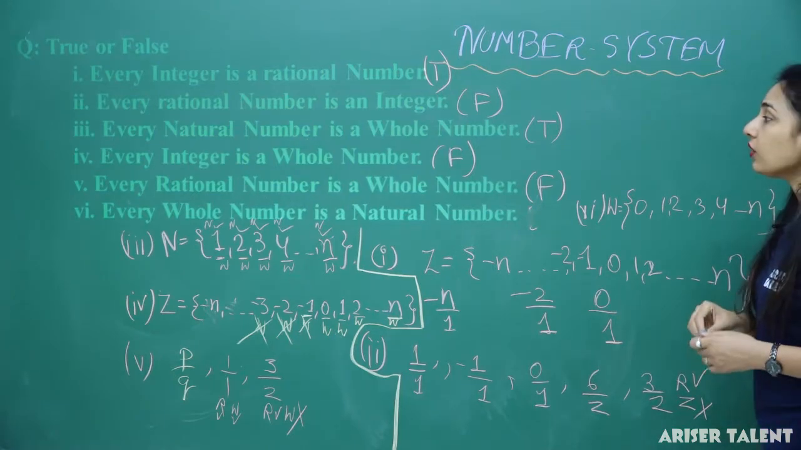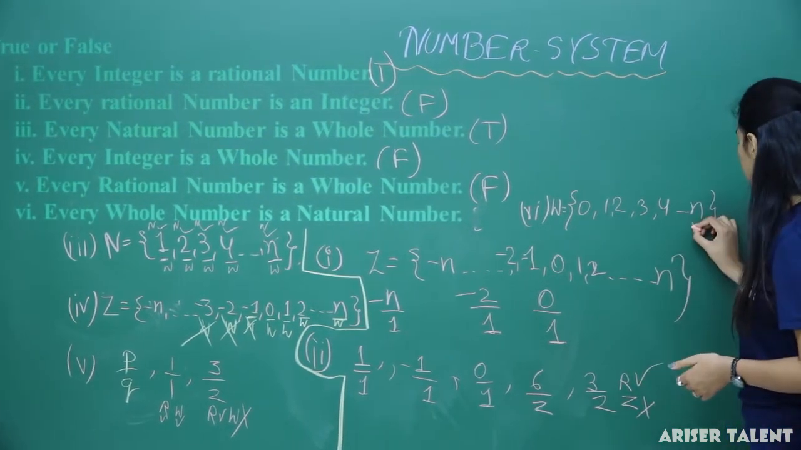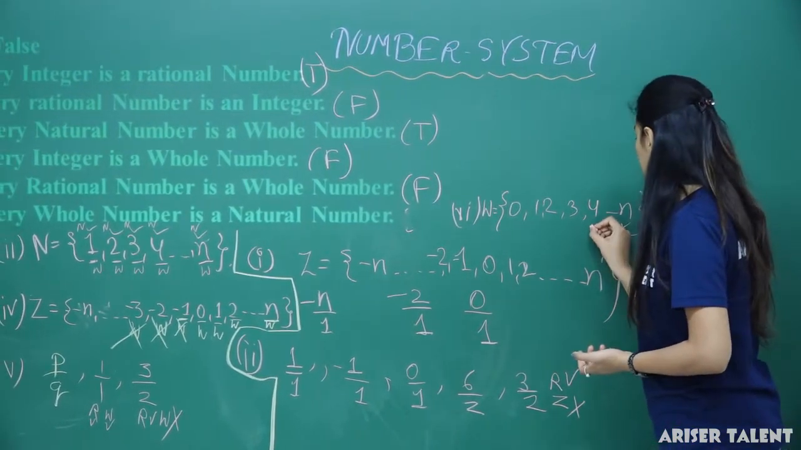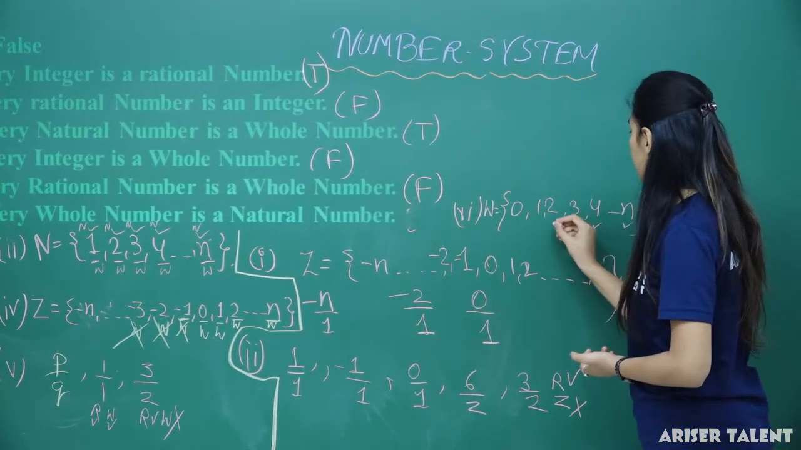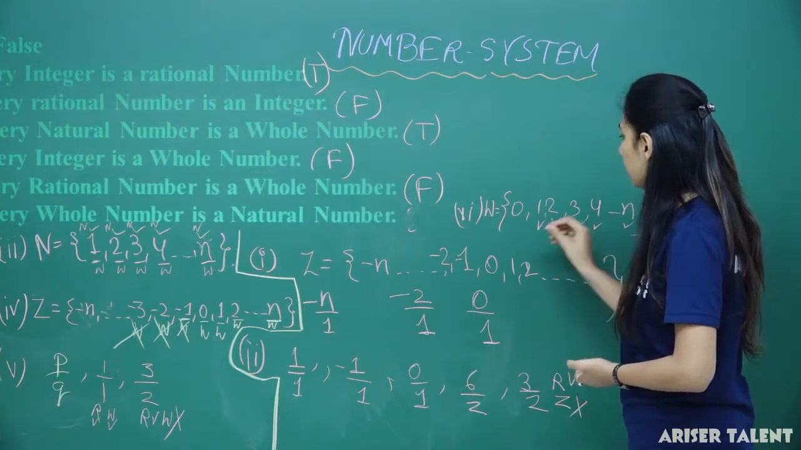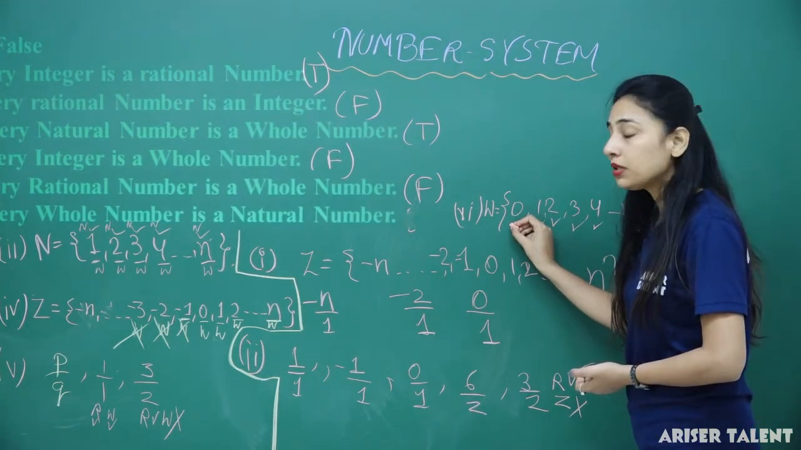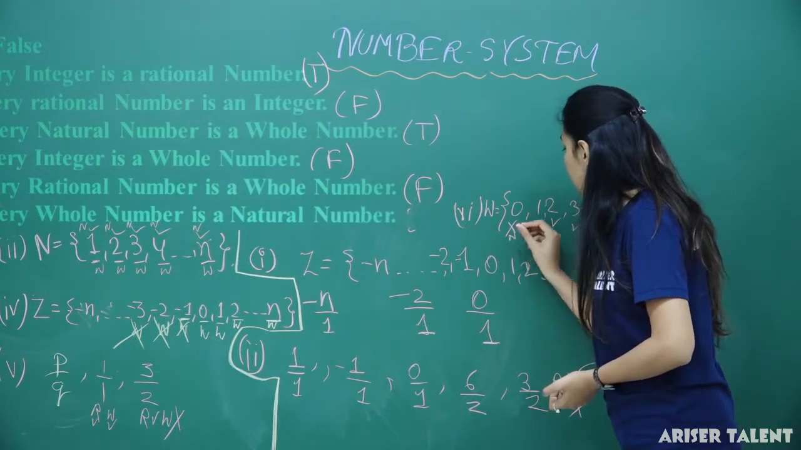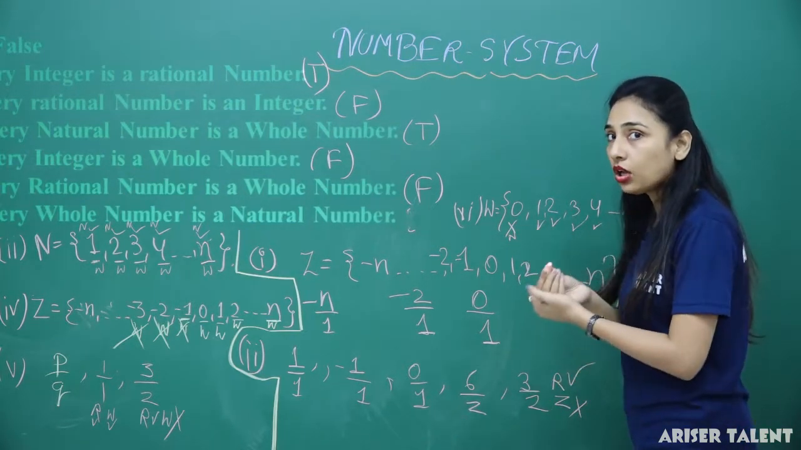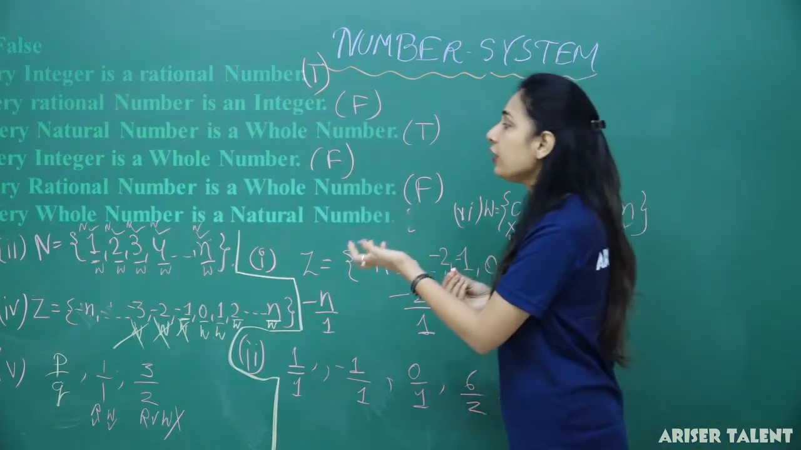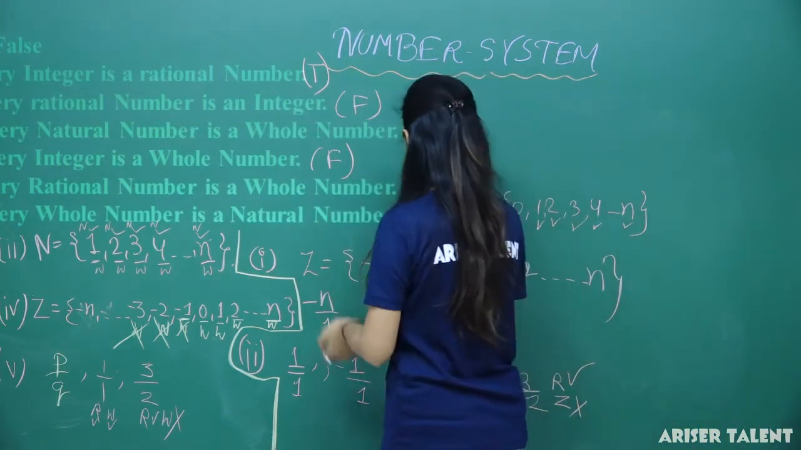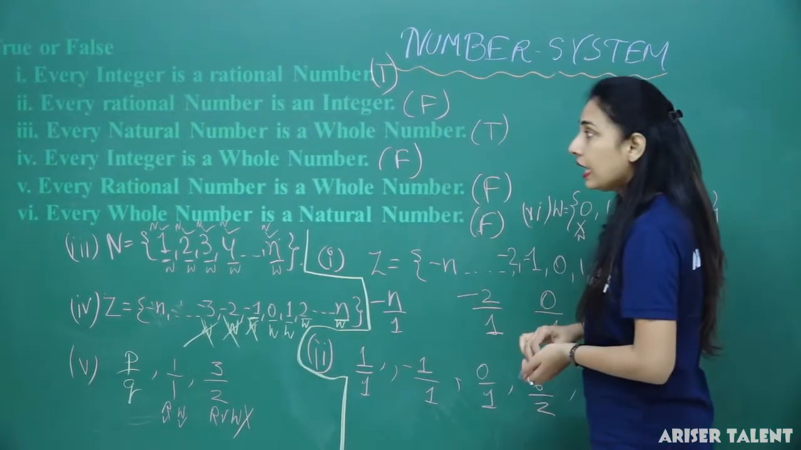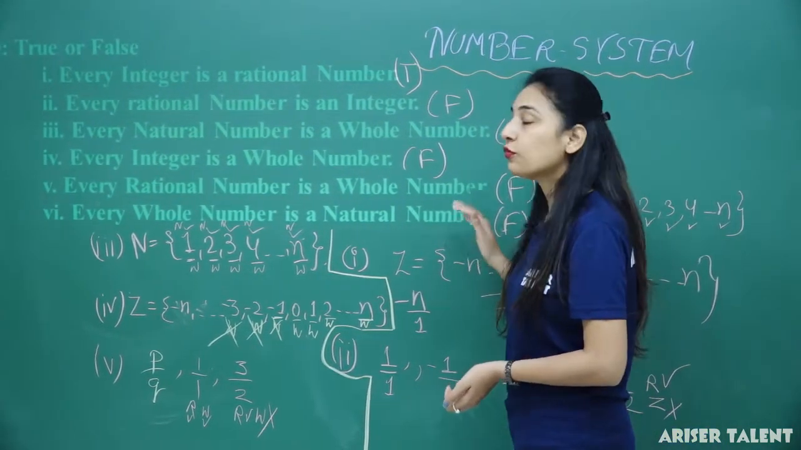So every whole number is a natural number? n is a natural number, yes. 4 is a natural number, 3 is a natural number, 2 is a natural number, 1 is a natural number, but 0 is not a natural number. 0 is not a natural number at all. That means every whole number is a natural number. This statement is false.